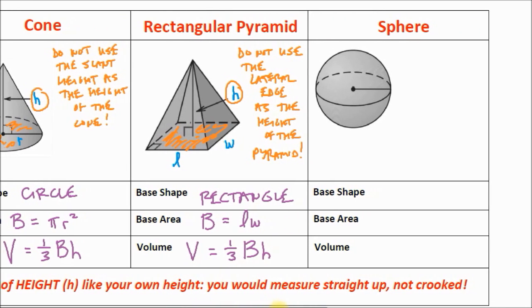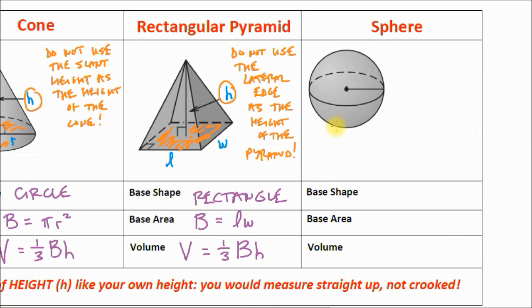All right, last one, sphere. This one's a little bit unusual. Let's take a look at the sphere. We only have to know, really, class, one dimension, and that is the radius, the distance from the center of the sphere to any point on the sphere. So in this case, there is our radius.